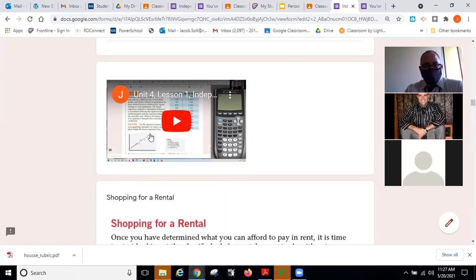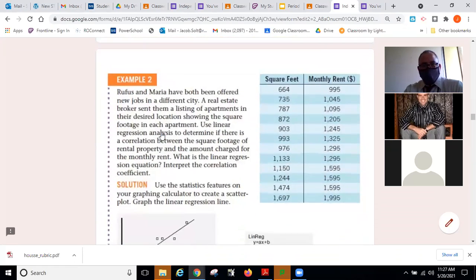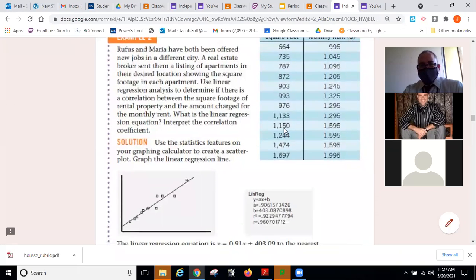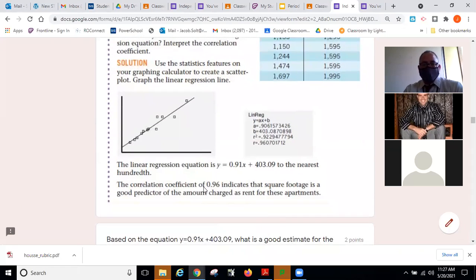Here's the video for example 2 on Tuesday at the class. So this was example 2. We had some data we entered in our calculator, and then we found the equation using our calculator. That was that line of best fit that goes through the scatter plot. We found that R value, and we were able to interpret both the equation and the R value.